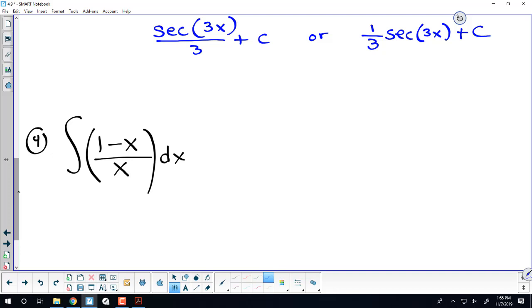It's not that expensive. 3x is 3, right? Since you're dividing by 3, it gives you that.